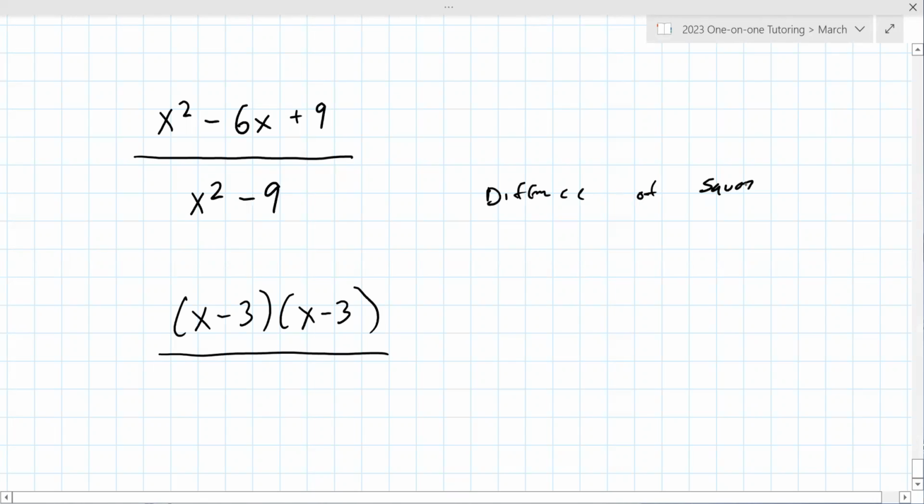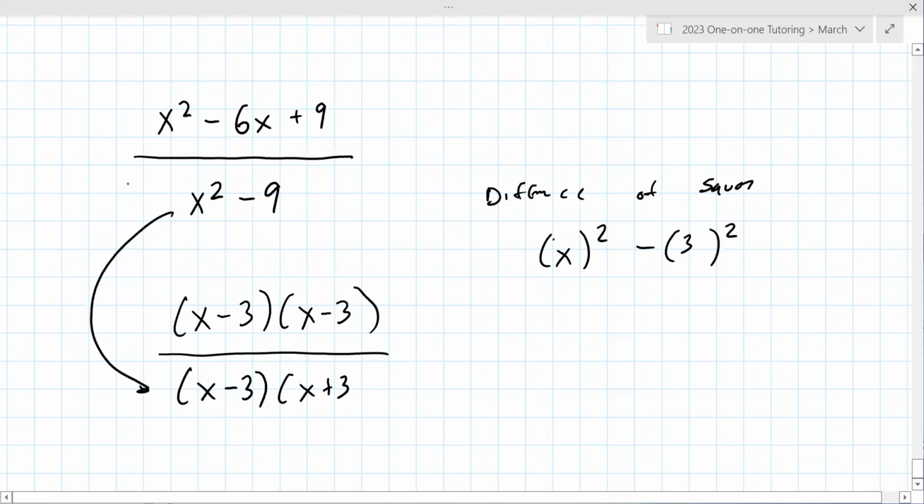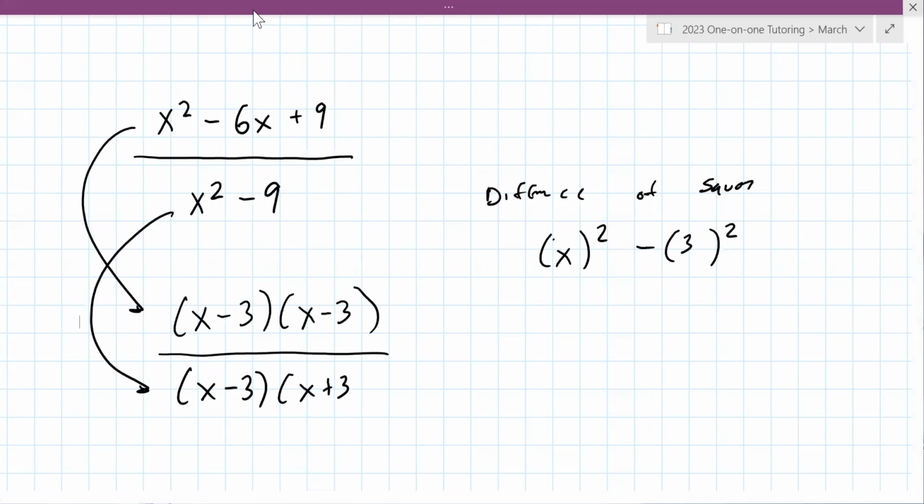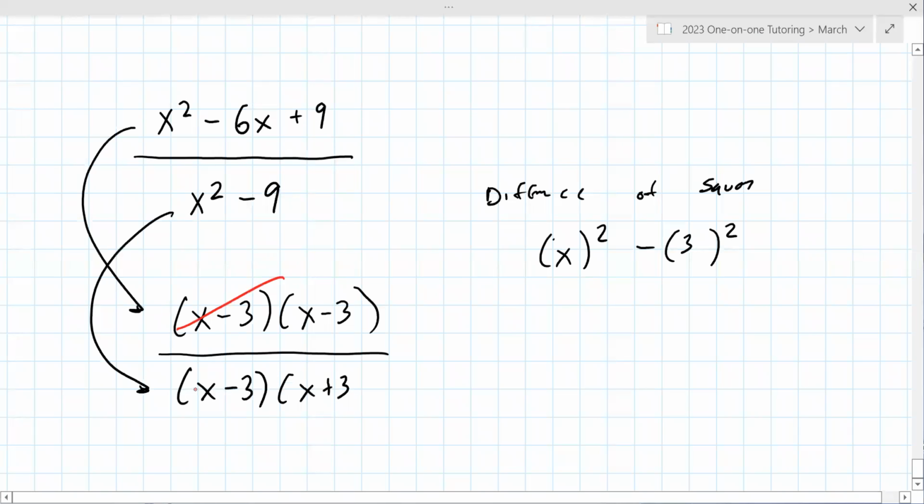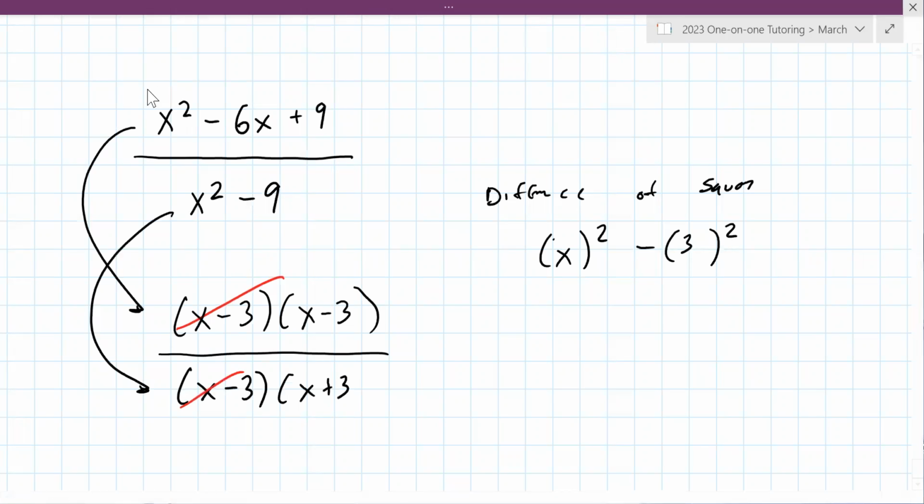How do you write it again? So you're looking for something squared minus something squared. 3? So x and 3, and then do you remember how to write it after? So it becomes x minus 3, x plus 3. Okay. And again, there's some cancellations. There should be. That's the whole point of this type of problem, is something cancels.